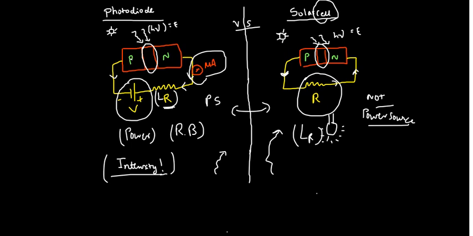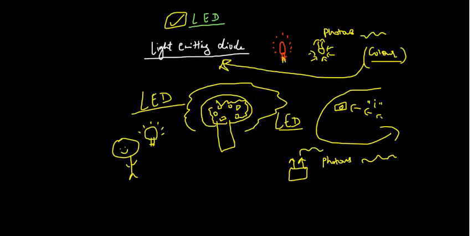So I have answered the first question, and I'm going to answer the second question, why we are using the n side on the topmost layer, in the next one.